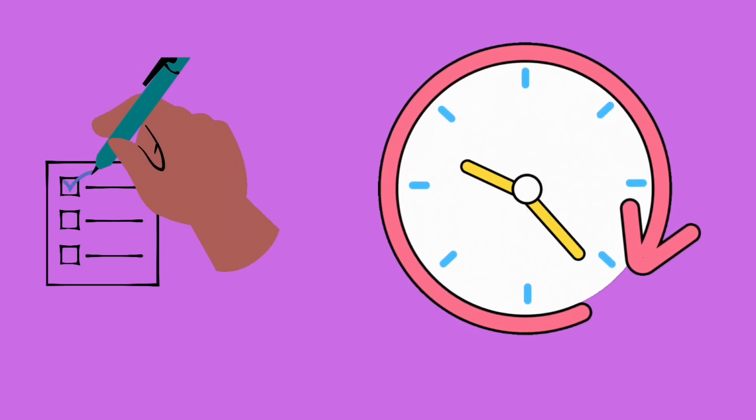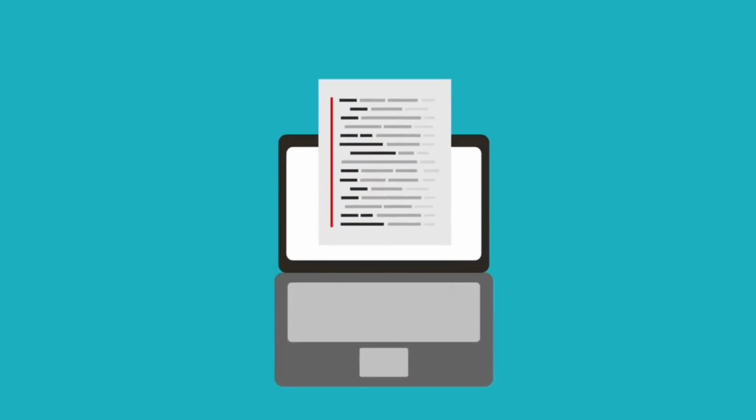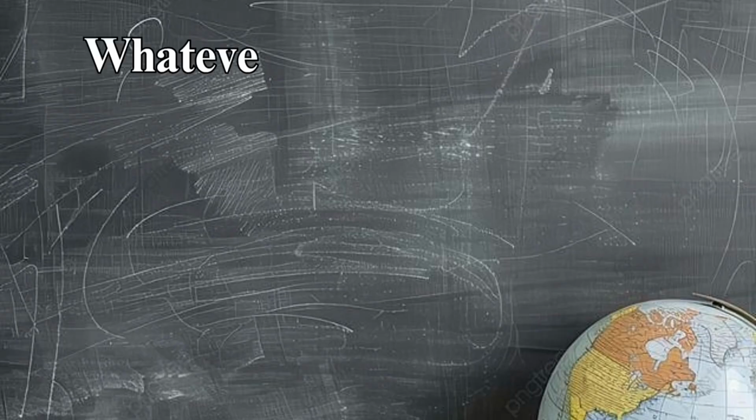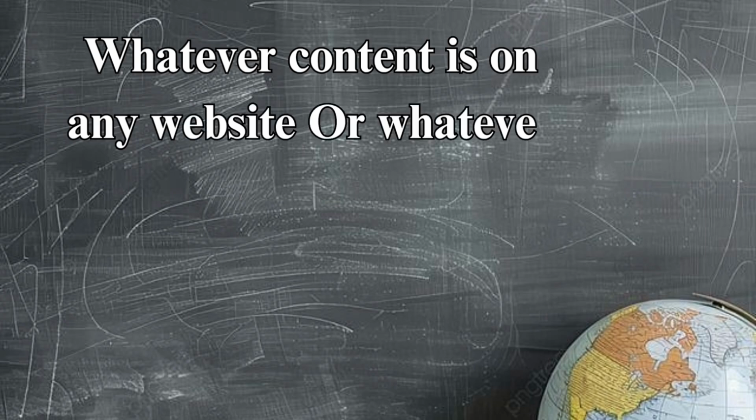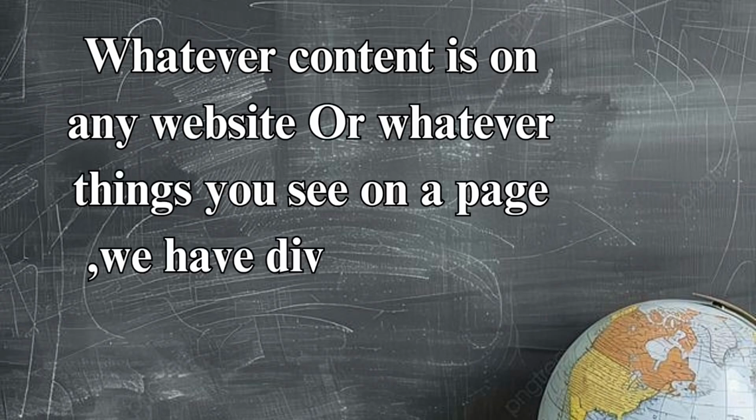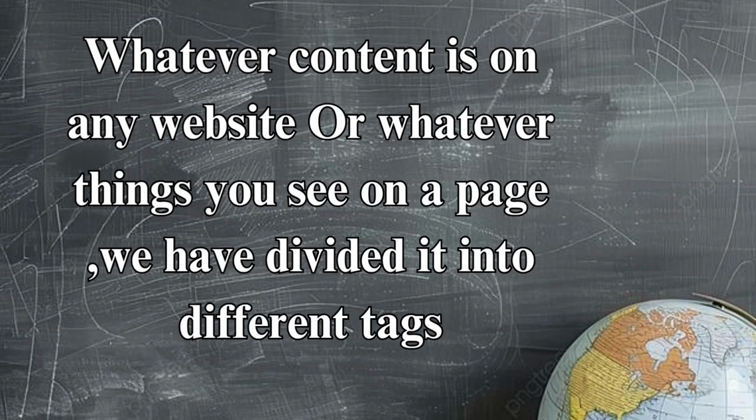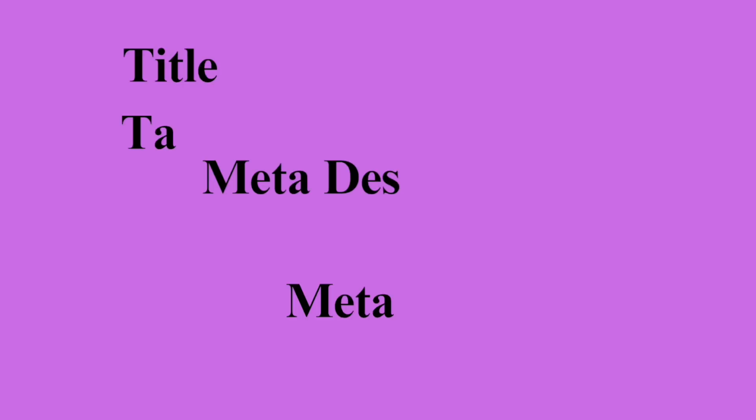Number one is tags optimization. Whenever we do SEO on any website, the first thing we do is to optimize our tags. What are tags or what is tag optimization? Whatever content is on any website or whatever things you see on a page, we have divided it into different tags like title tag, meta description, and meta keywords.